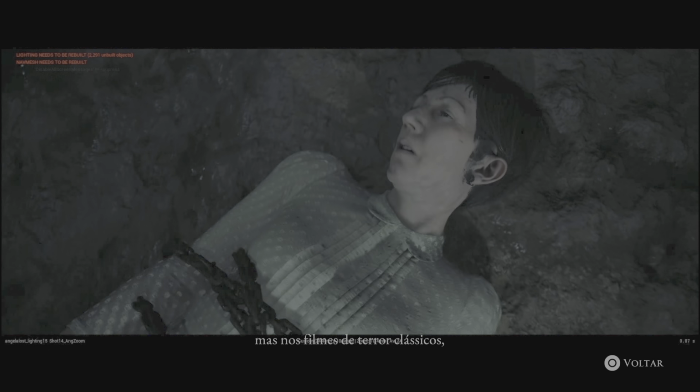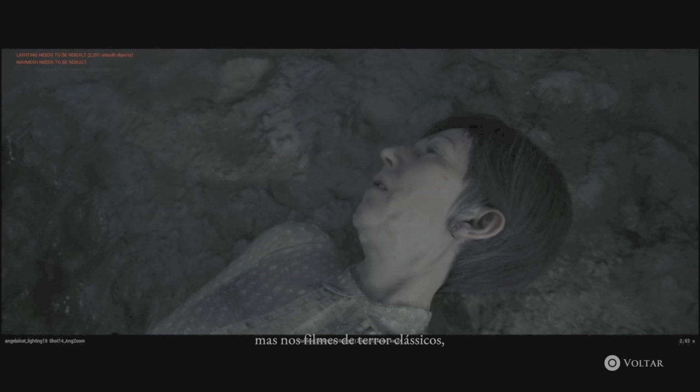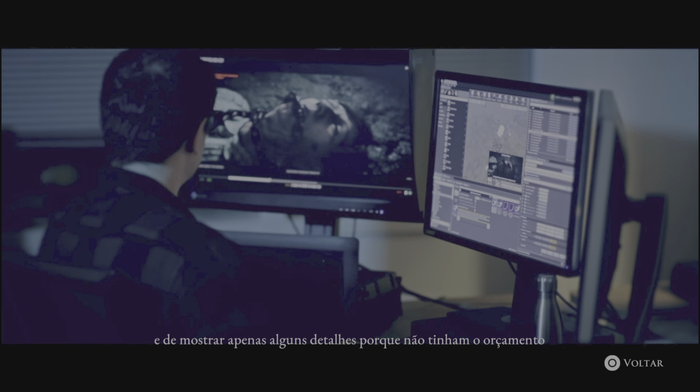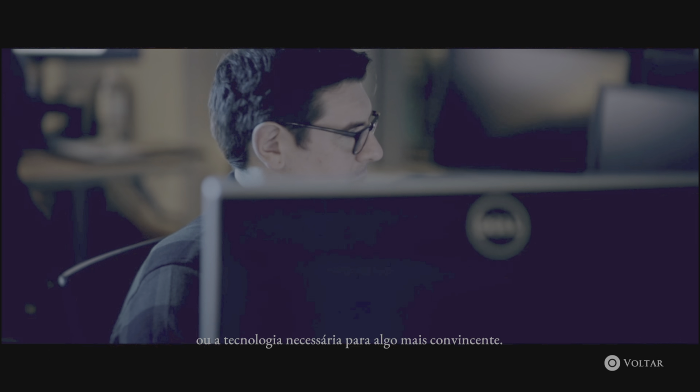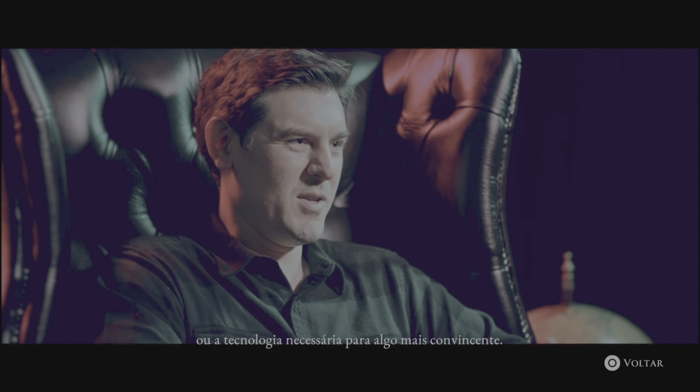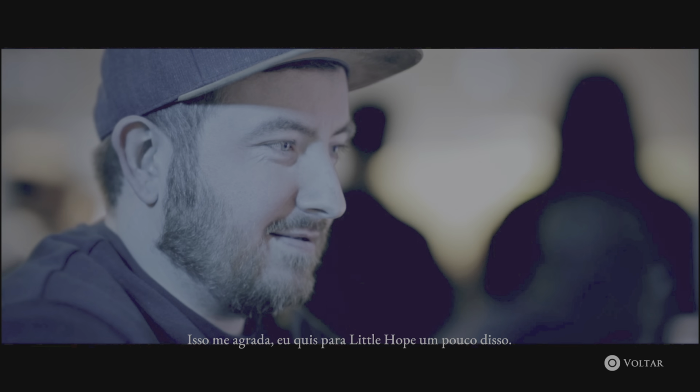But thinking back to some classic horrors, classic monster movies, a lot of times the directors had to use a lot of restraint and just show little bits and pieces because they didn't have that kind of budget or that kind of effect to really make it convincing. And there's something about that I really like, that I wanted to bring back to Little Hope.